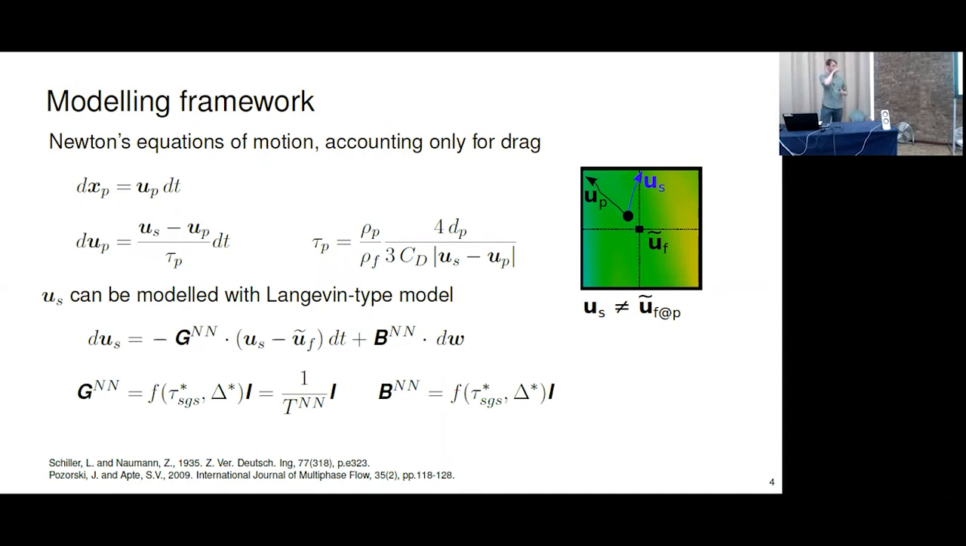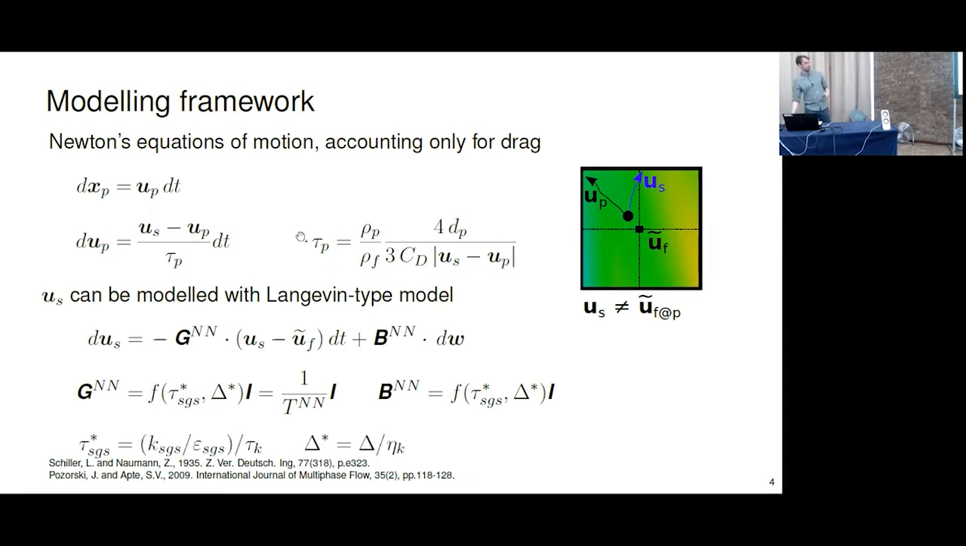And so the NN superscript notation shows that we approximate these terms with neural networks, where the inputs are based on the subgrid length scale and the filter width, and these are normalized, shown by the star notation. Because it's an isotropic case, these are just scalar values, and we multiply them by the identity tensor. It's important to note that the inverse of G is essentially the time scale of the stochastic model. This is in competition with the particle timescale. So if the particle timescale is much larger, then the particles will have high inertia and aren't really influenced by the fluid fluctuations.